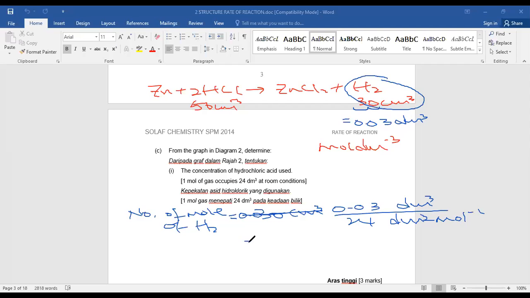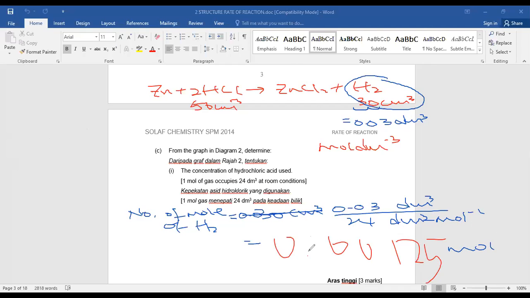Someone press your calculator for me. Tell me your answer. What's your answer? Anyone? 0.00125. Okay, 0.00125 mole. Good. Now we continue on.